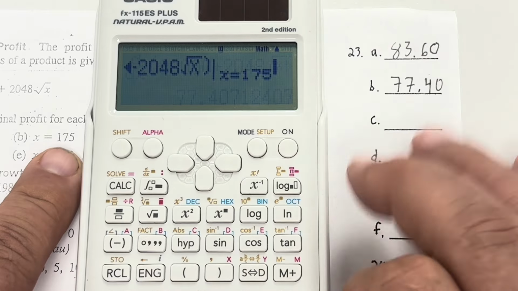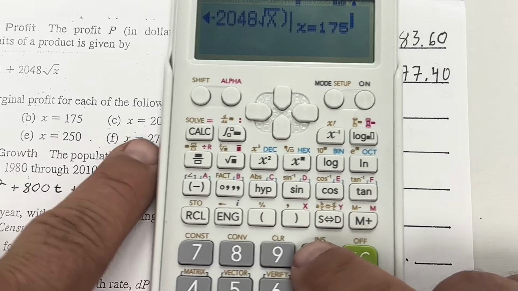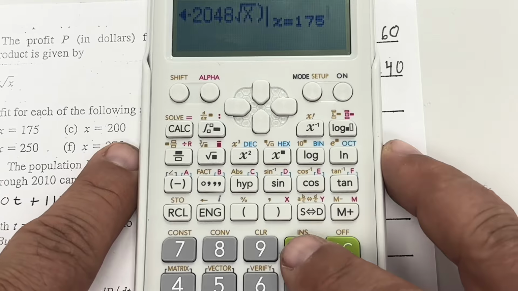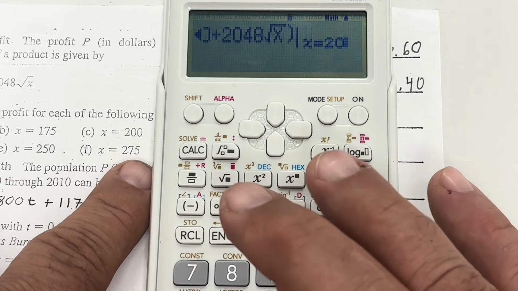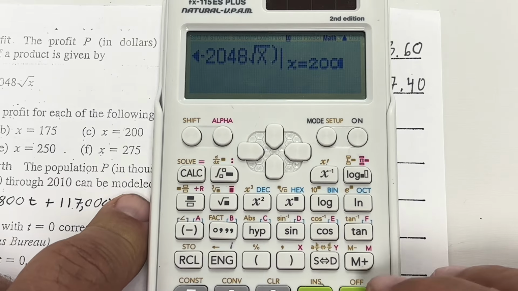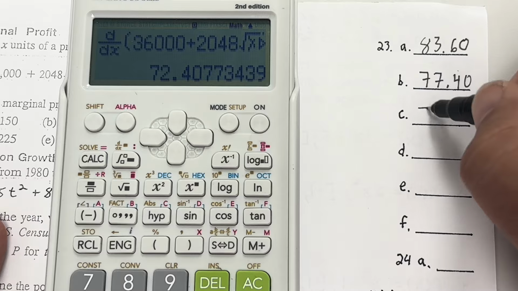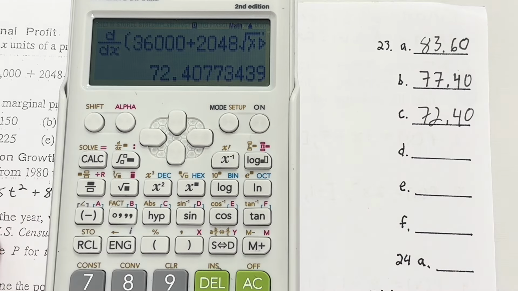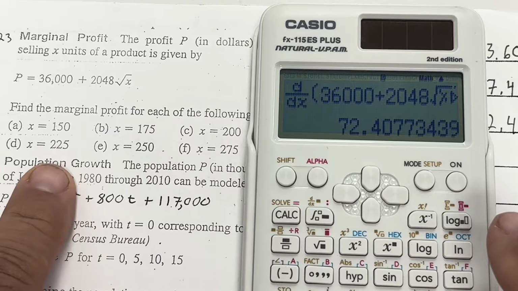We're going to hit the back arrow. We're going to delete the 175, and this time for C, we want to plug in 200. So I'm going to delete that, plug in 200. It's the same function. It remembers it. Hit equals, and now it's $72.40. Moving on, we want to plug in 225 for part D.